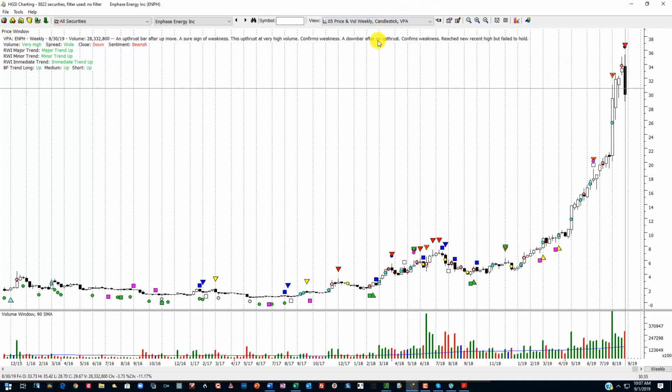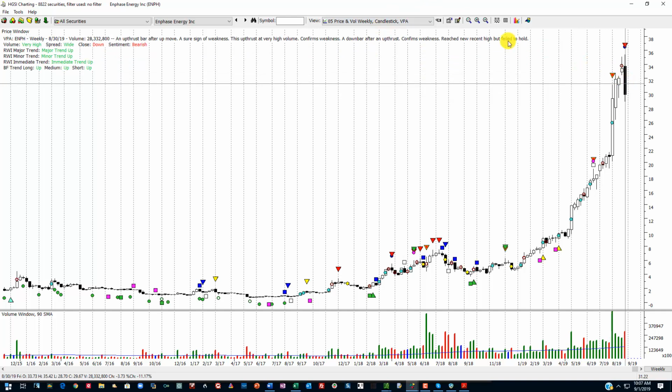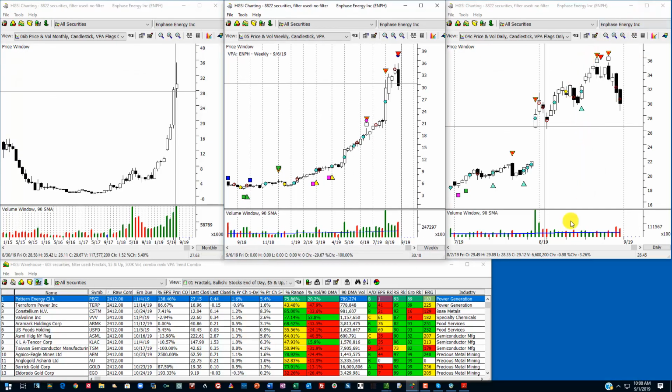Let me bring this up here so you can read this. Confirms weakness. Reached new recent high but failed to hold. Ran into resistance here. But this is a weekly chart, and you can see that it came down from approximately 35.25 all the way down to 28.78. So you can give back a fair share of your profits. And that's why looking at the shorter term fractals makes a lot of sense.